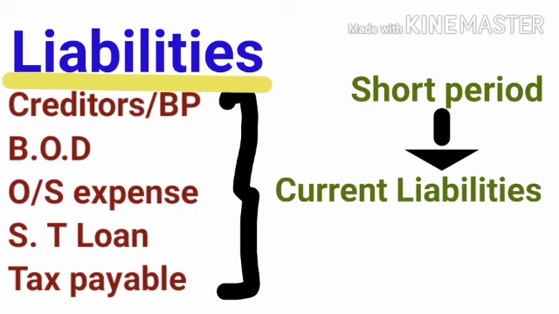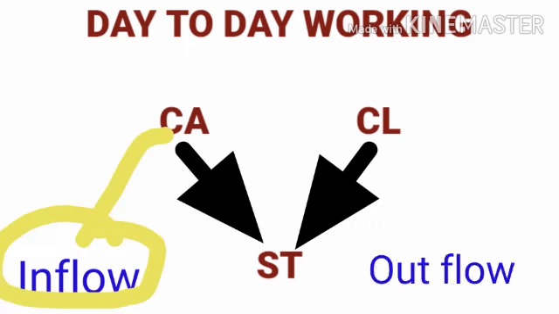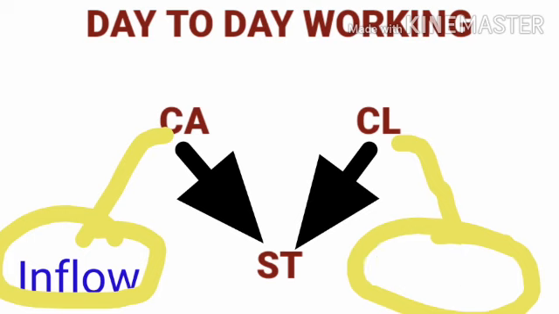So on the one hand, there are certain current assets in the day-to-day working. On the other side, there are certain current liabilities which are to be discharged immediately. So in day-to-day working, there are certain current assets and current liabilities. Both are short-term. Yes, both are short-term. As far as current assets are concerned, current assets generate inflow of cash, whereas current liabilities mean an outflow of cash. These are obligations. Clear? In the day-to-day working, current assets and current liabilities are to be considered.